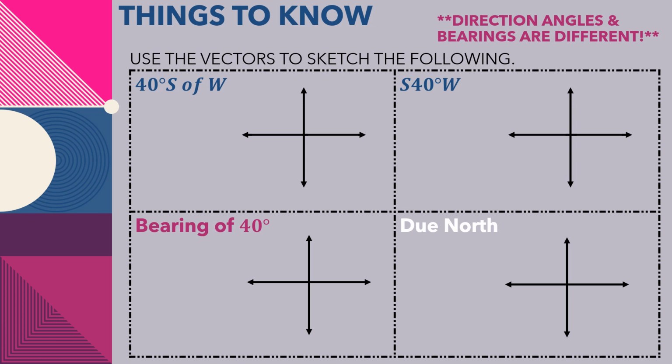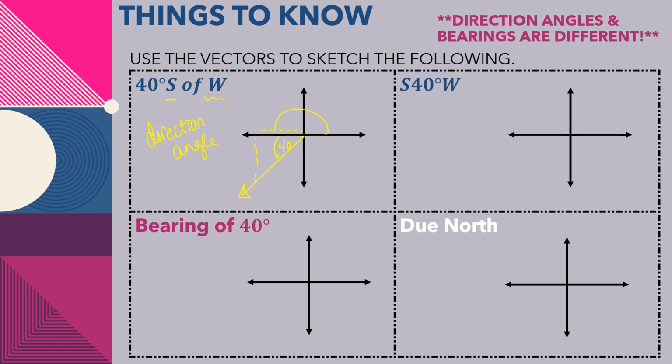The first one, just to get ourselves situated with this, is 40 degrees south of west, okay? So follow the directions that it says, south of west. So that means I need to travel west and then go south. Okay, so if I go south of west, my 40 degrees is going to occur right on the x-axis near the origin. Okay, so this is actually a direction angle because that's coming from the positive x-axis over.